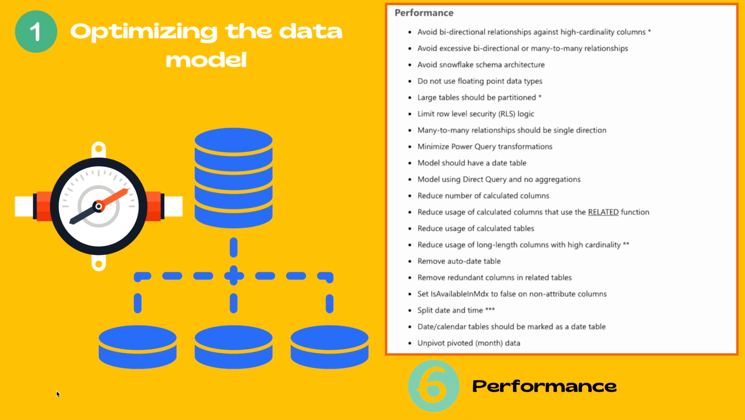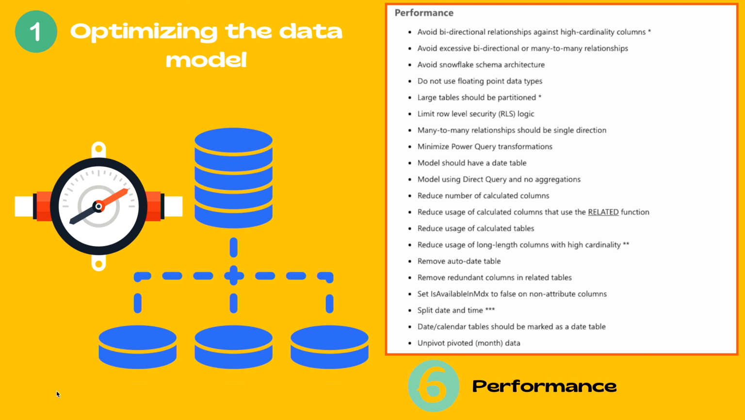Always create a separate table for your dates. That's going to help you out a lot in doing time intelligence based calculations and all. Try to avoid bi-directional relationships in your data model as much as possible. In 99.9% of cases, we don't need the bi-directional relationship, so please don't use that. If you need it in any exceptional cases, then only use it.